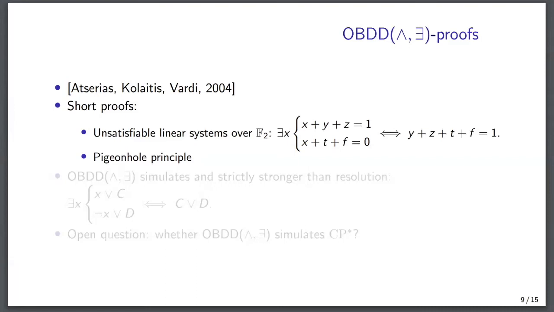Sorry, question, what is F2? F2 is a field of two elements, or calculation modulo 2. Like 0, 1. Thank you for the question.